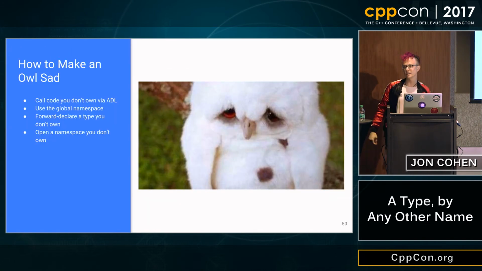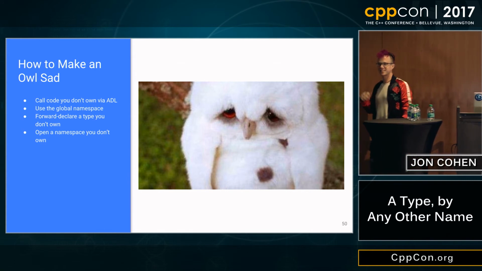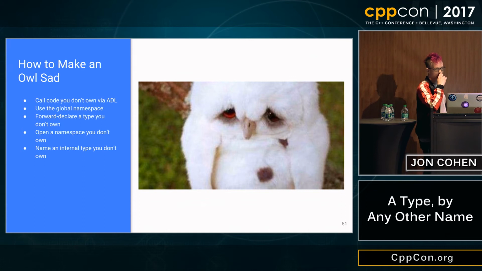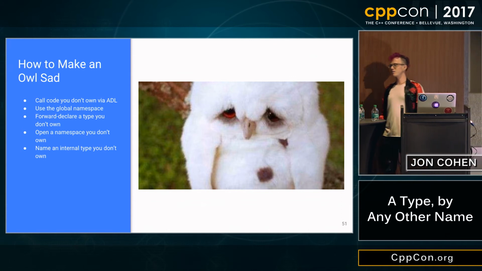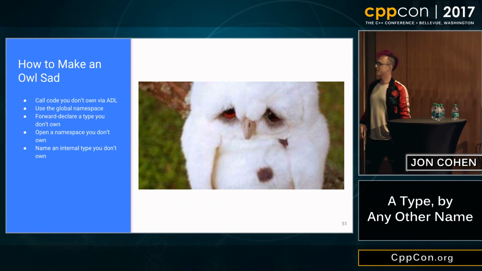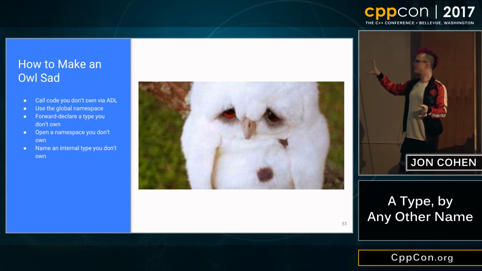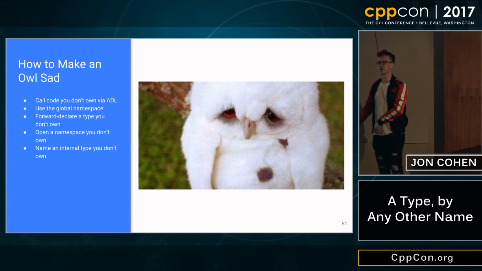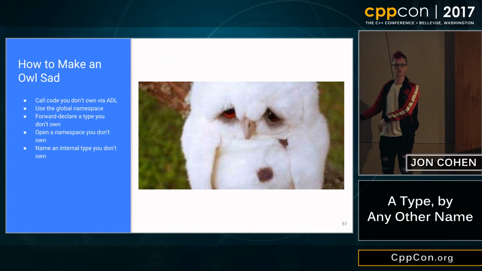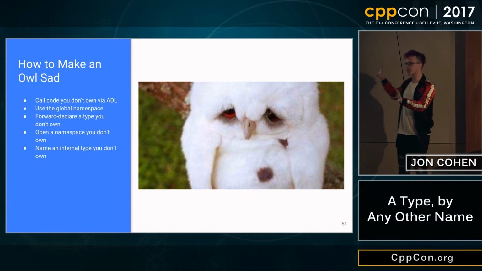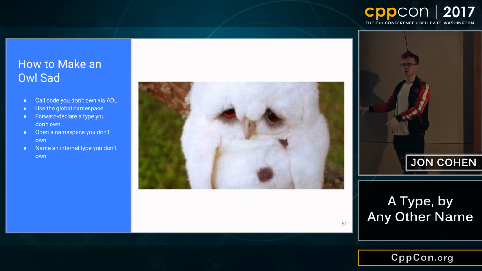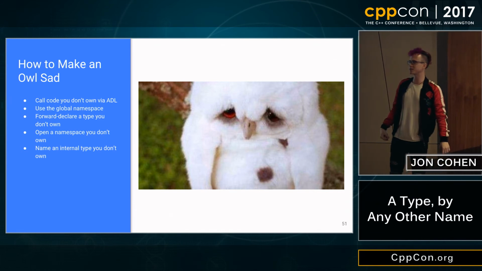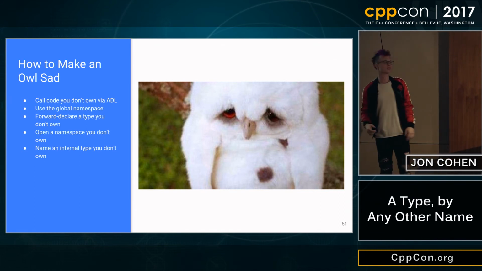So you can make owls really sad. Look at him. If you name an internal type you don't own, you will make this owl very, very sad. It says internal for a reason. The whole point of depending on a library is so that you get to ignore these internal things. This is the stuff that you don't have to worry about. You don't care. It's not your problem. That's why it's in a library, and it only needs to be touched when that thing needs to be maintained, instead of every time somebody wants this kind of functionality.